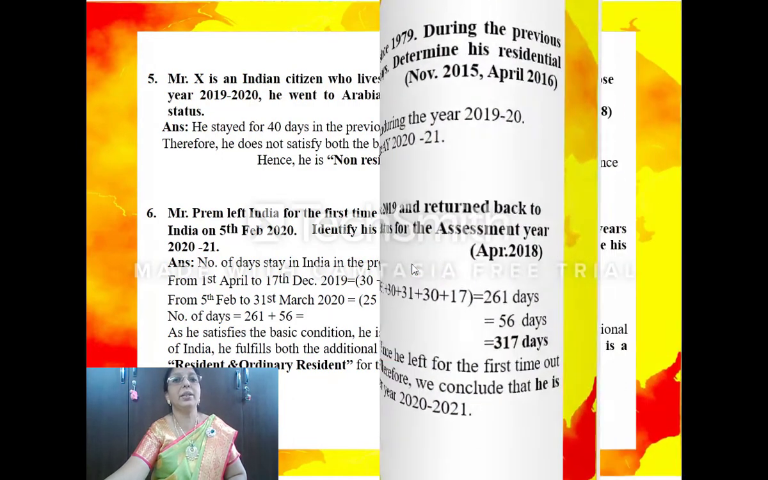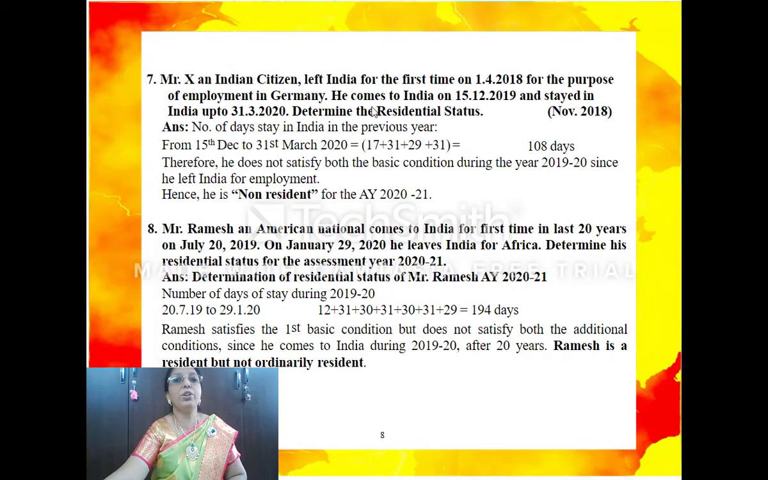Then the next situation, Mr. X, an Indian citizen, left India for the first time on 1/4/2018 for employment. He comes to India on 15/12/2019 and is here till 31/3. So from 15/12/2019 to 31st March, he is in India. So in December, he is there for 17 days, January 31 days, February 29 days, and March 31 days. So he is there for 108 days during the previous year.